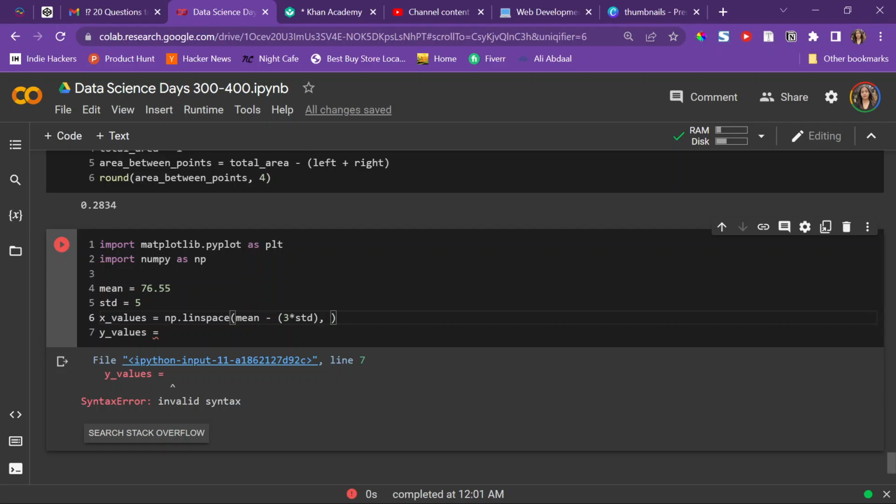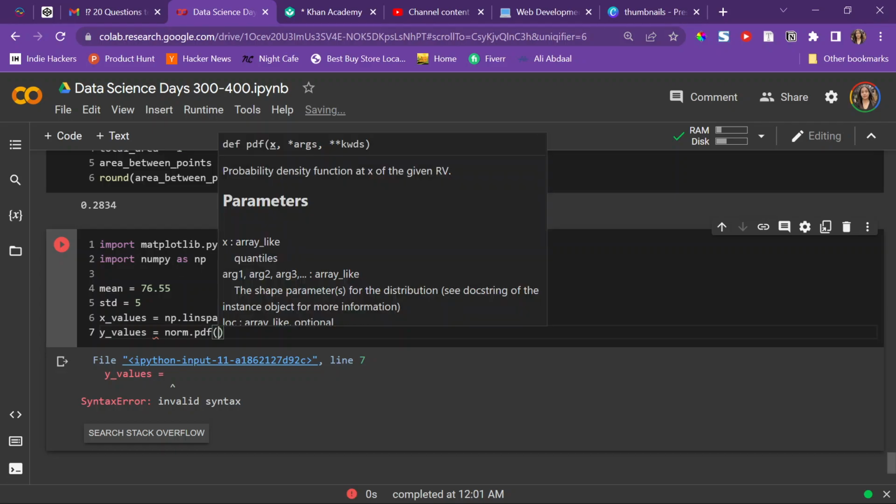And then over here, the ending point would be the mean plus 3 times the standard deviation. And then I want 1,000 values in between. And then for the y values, I'm going to do norm.pdf, and this is the probability density function. What this does is it calculates the probability density at a certain point x.